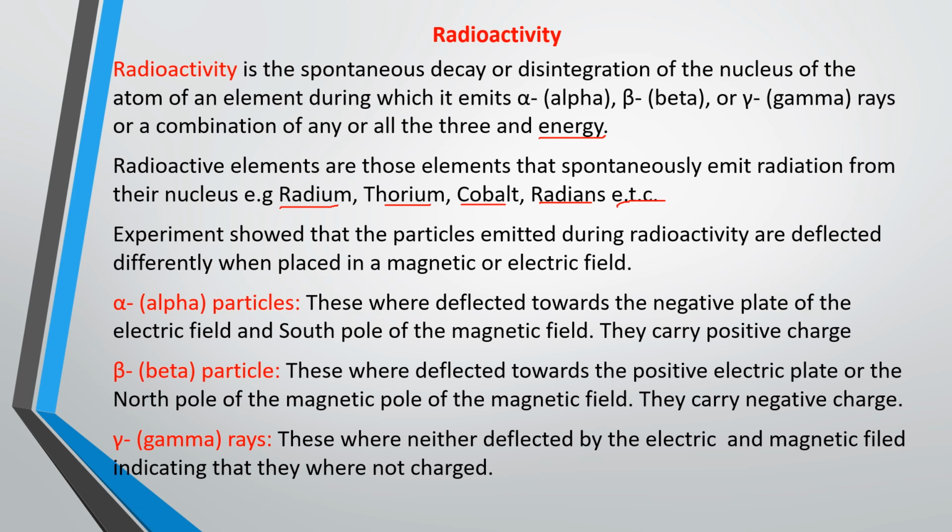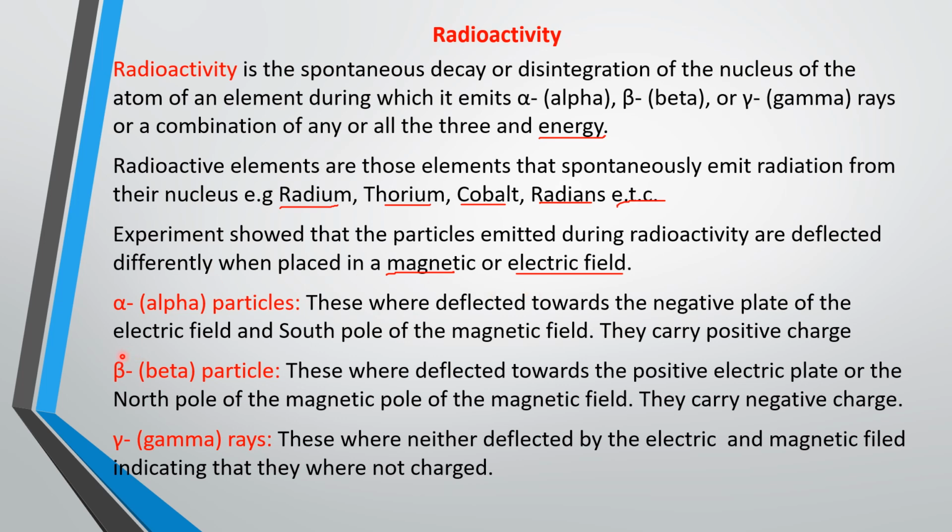So experiments have shown that when these particles are released from a radioactive source, they are deflected differently when placed in either a magnetic field or an electric field. So when a radioactive substance emits radiation of the different particles, they are deflected differently in a magnetic or an electric field.